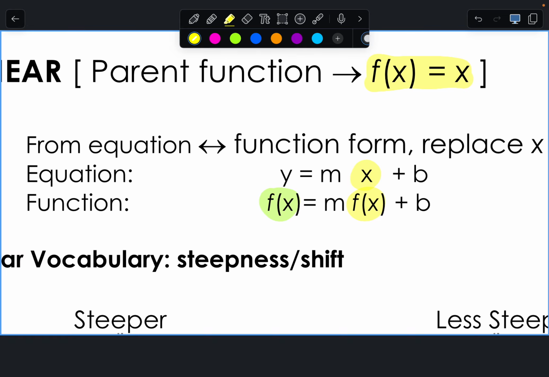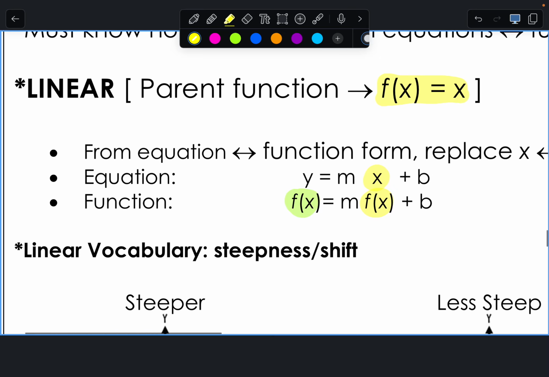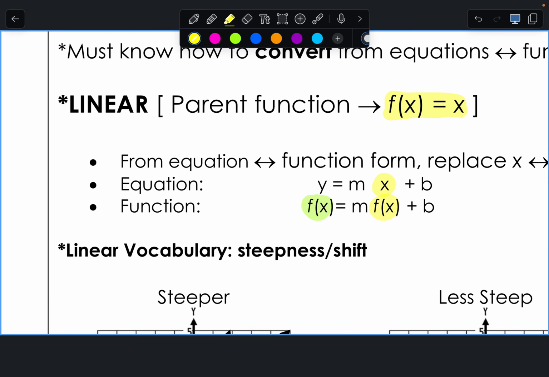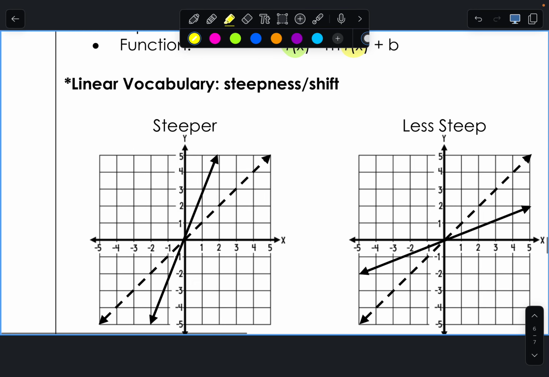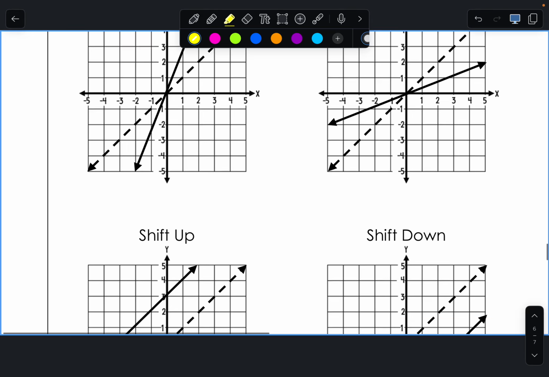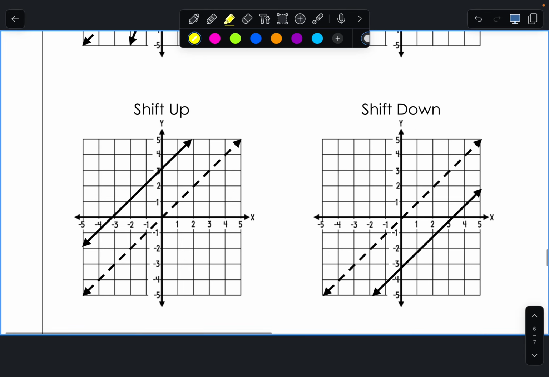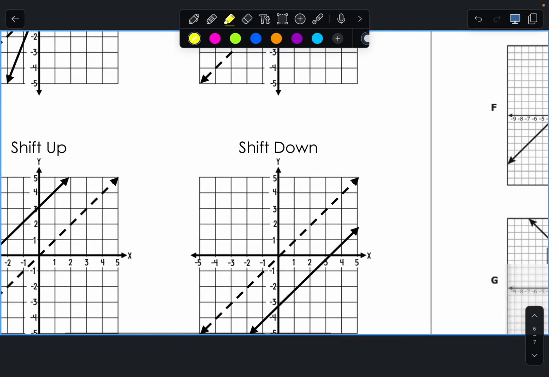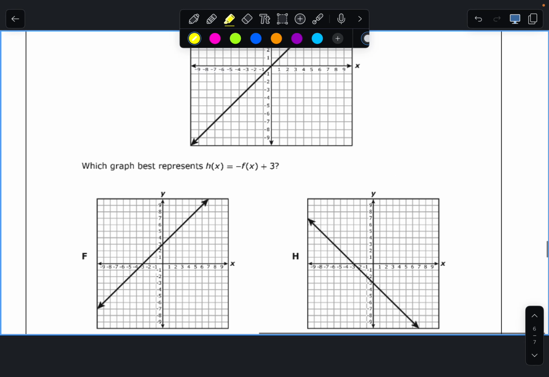Okay? They're interchangeable. Now, vocabulary that is used with this is steeper. Steeper means more upright. Less steep means laying down more. And you always go from dashed to solid. Okay? Shift up, you slide the whole line up. Shift down, you slide the whole line down. Okay? So an example of this type of question is going to be right here.